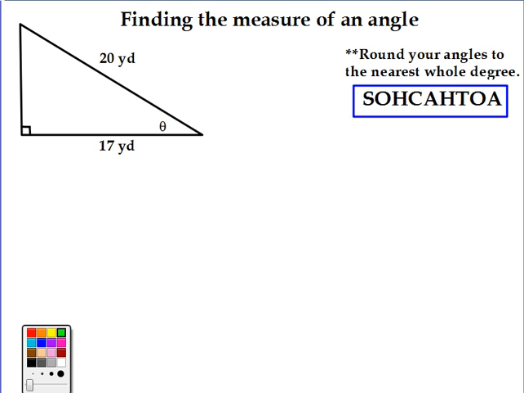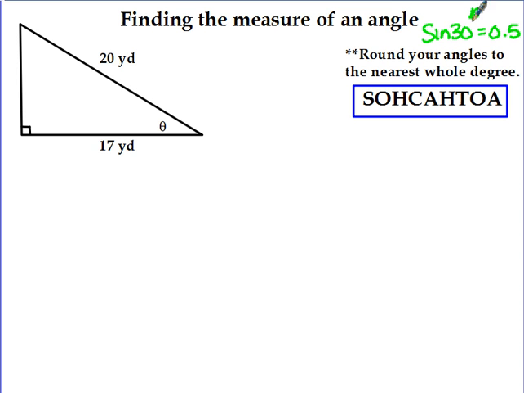And again, we want to do the same little test on your calculator that we did on the last notes. So if you plug in the sine of 30 into your calculator, you should get 0.5. If you're not getting that 0.5, just bring your calculator to me and I'll put it in the right mode for you. Okay?